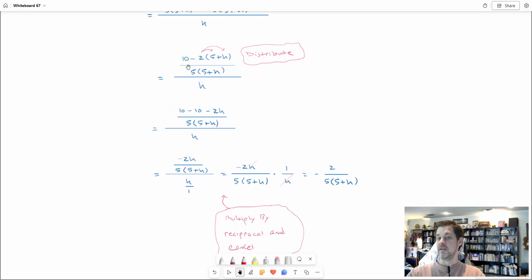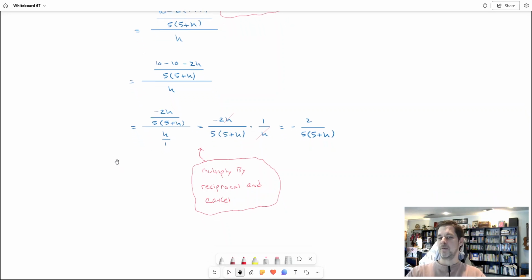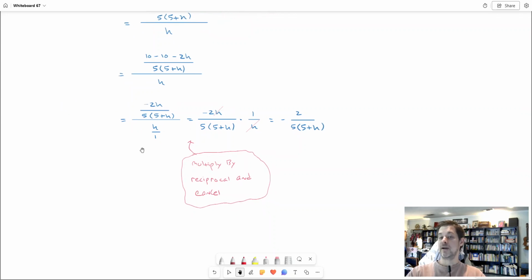If I do that, I get 10, which is already there, minus 2 times 5, which is 10, minus 2 times h, which is 2h. Okay? And that gets me a little bit further because now those 10s will cancel. I get 10 minus 10, that's nothing. It just leaves me with negative 2h on the top. Okay? Now, do you remember in that other problem I said, well, we can divide fractions by multiplying by the reciprocal. So here, if this is where I'm at, I've got negative 2h over 5 times 5 plus h divided by h.